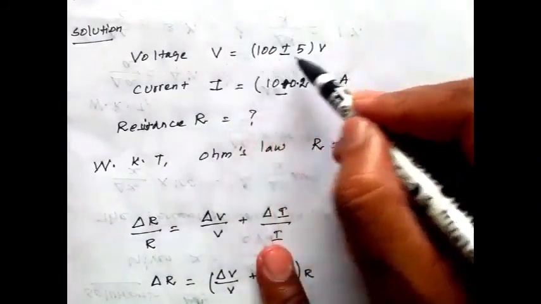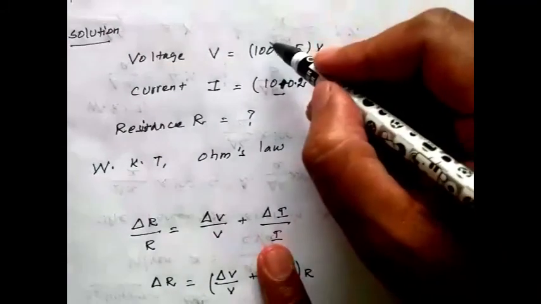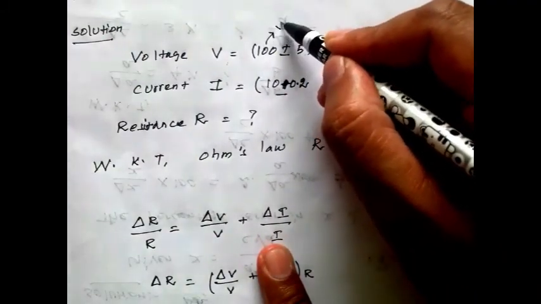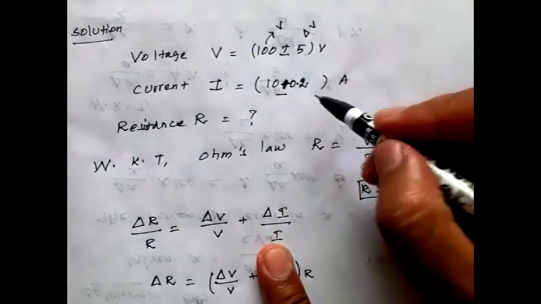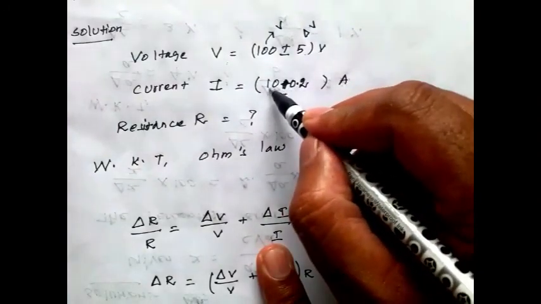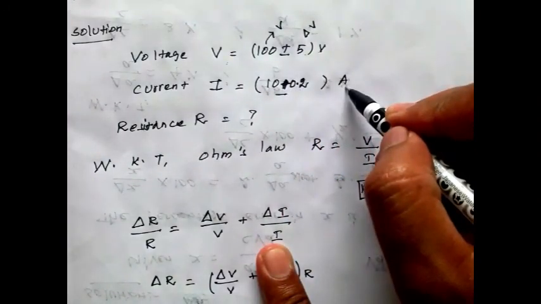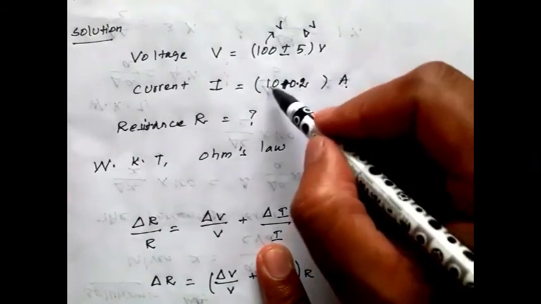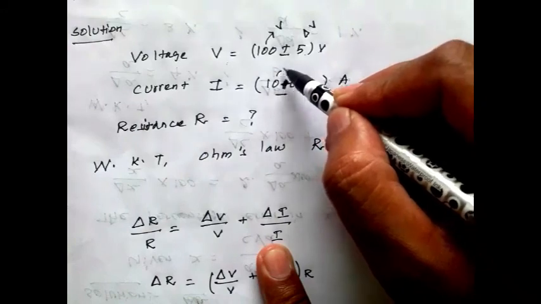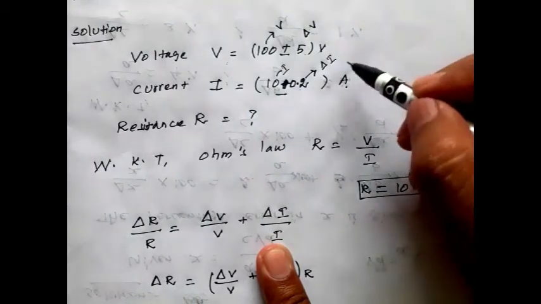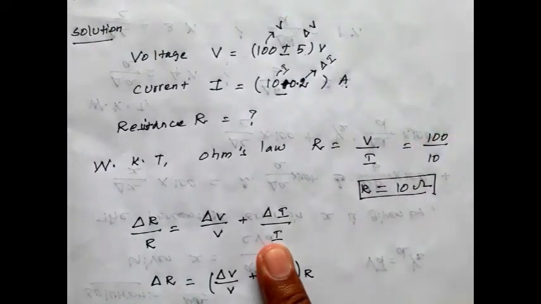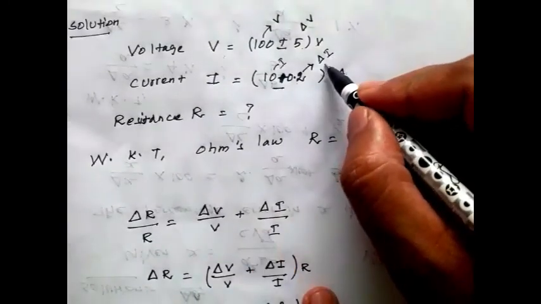Here the given voltage is 100 plus or minus 5 volt. Already you know 100 is without error, that is the V value. What is 5? It is an absolute error. At the same time, what is the current value? That is 10 plus or minus 0.2 ampere. So 10 is the I value and 0.2 is the del I value. What is del I? That is absolute error. Again I will repeat, absolute error. Just recall what is meant by absolute error. So it is del I.